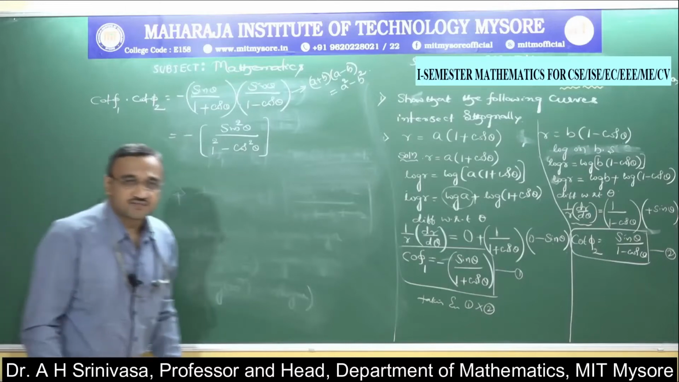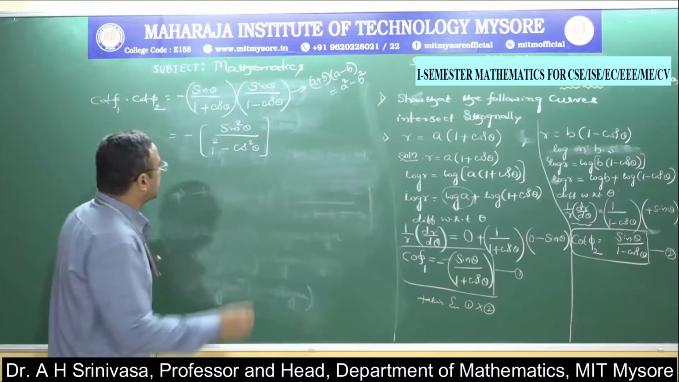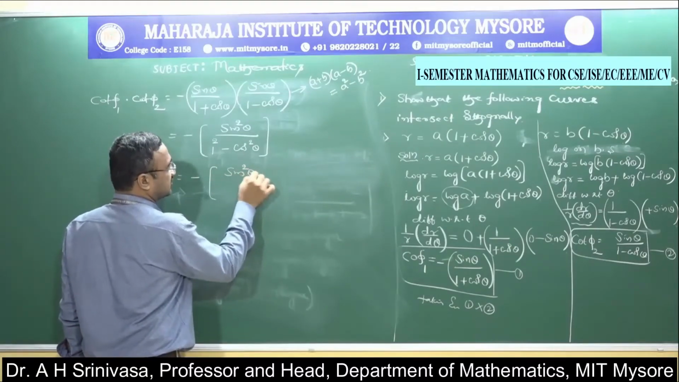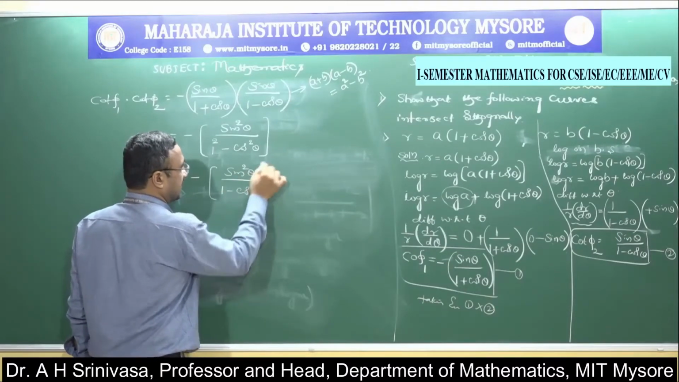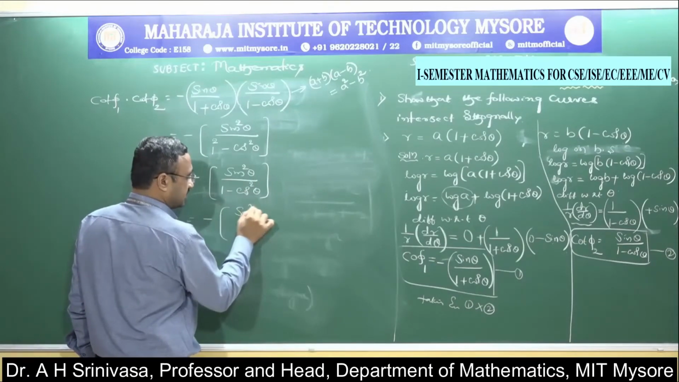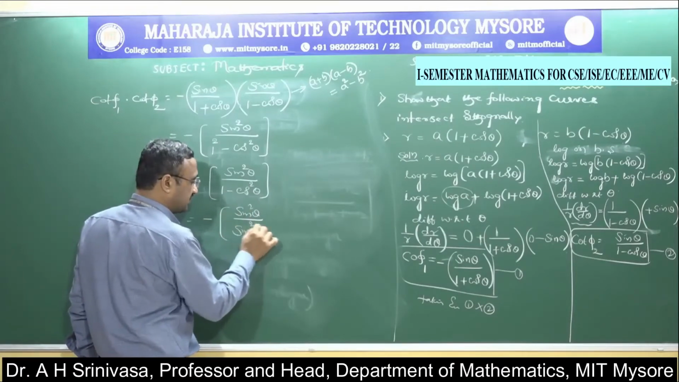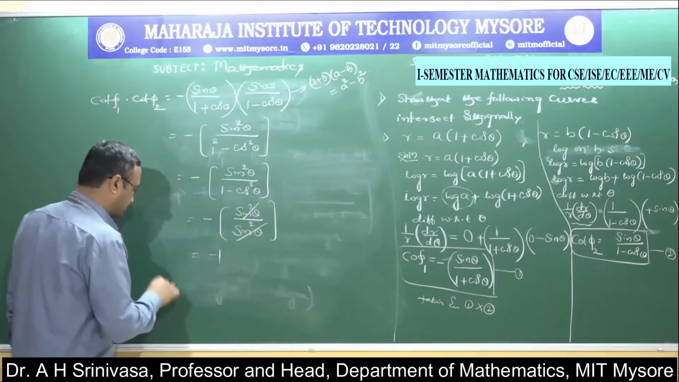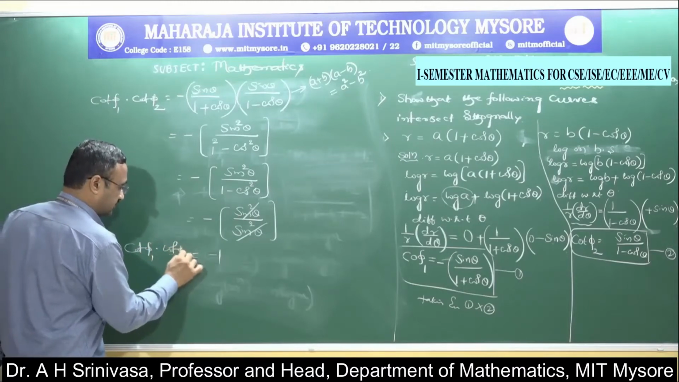Now using the trigonometric identities, write 1 square minus cos square theta as sine square theta, which is familiar to everyone. So it is minus sine square theta divided by 1 minus cos square theta, which is sine square theta. Now cancelling these two, we get minus 1. That is cot phi 1 into cot phi 2.